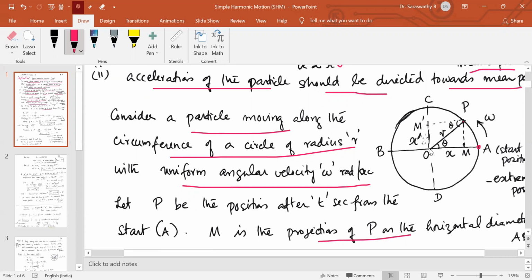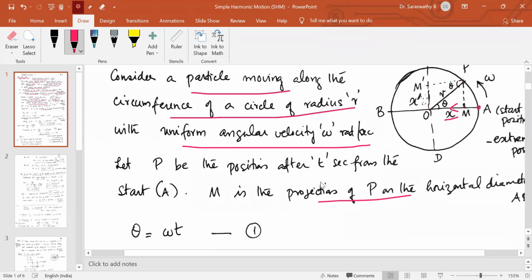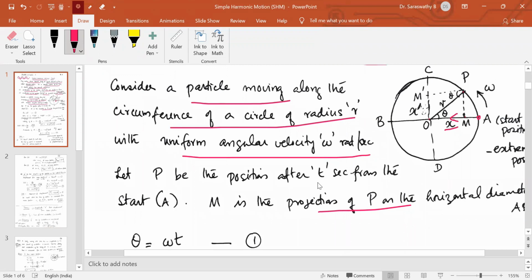So this midpoint is called the mean position. The distance of this point M from the mean position is marked as x. The acceleration should be proportional to the distance from mean position, and the acceleration should be always directed towards the mean position. So the direction of acceleration will be always towards the mean position. So these are the two conditions for a periodic motion to be simple harmonic motion. Now let us see some derivations or some equations which we have to use for solving the numerical examples.